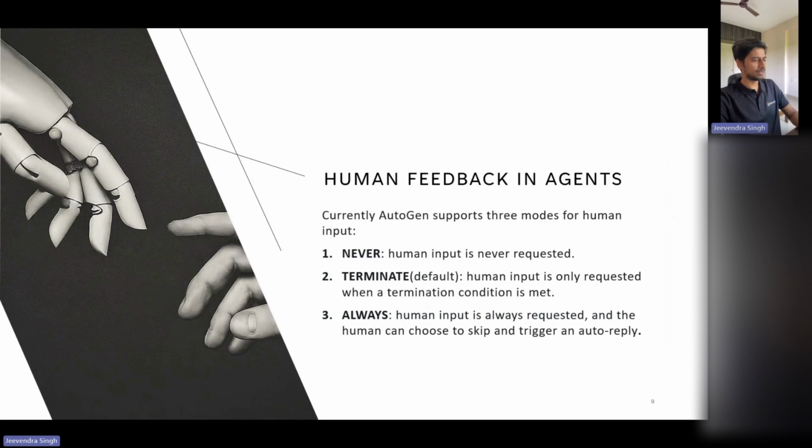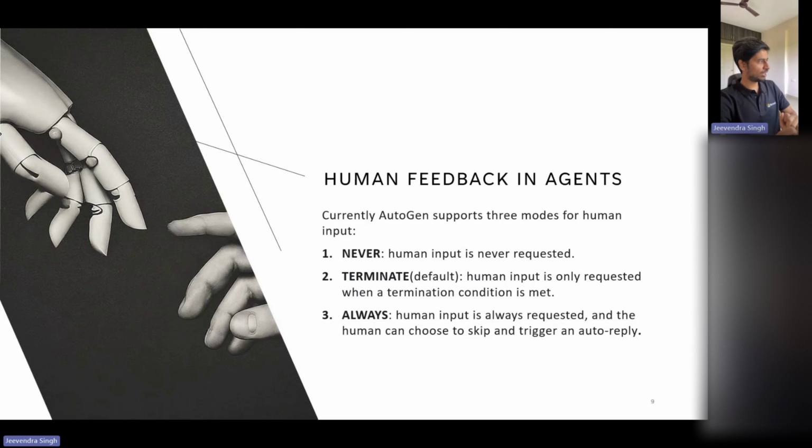So essentially, there are 3 modes for human input, right? This mode is specified in that config that I showed you, where the human input mode argument of the conversable agent. And these 3 modes are: one is never, which means human input is never requested. Agents are chatting autonomously. And then the second is terminate, right?